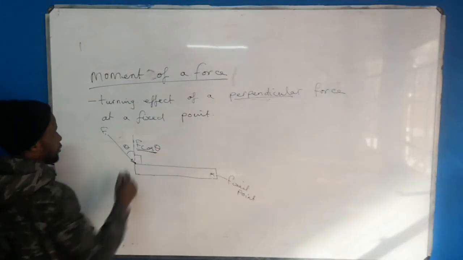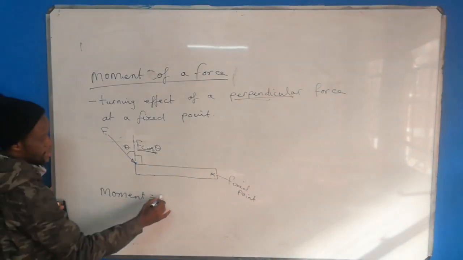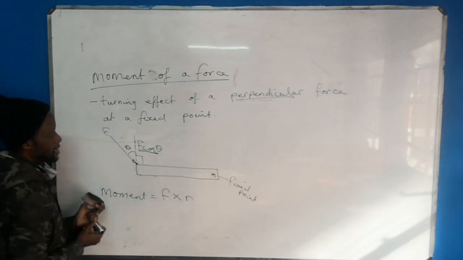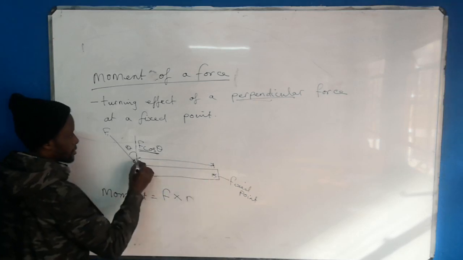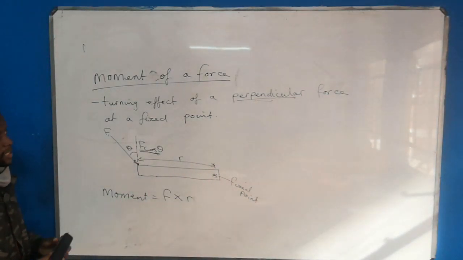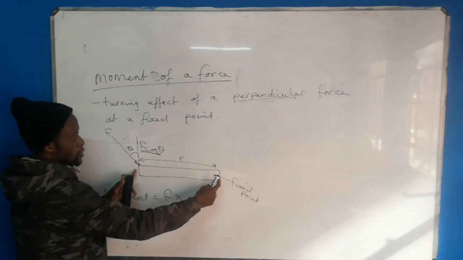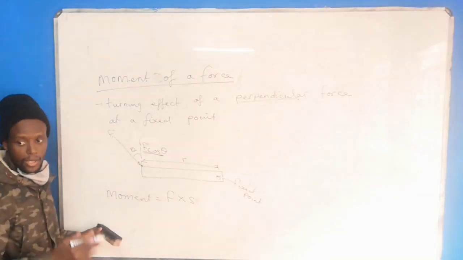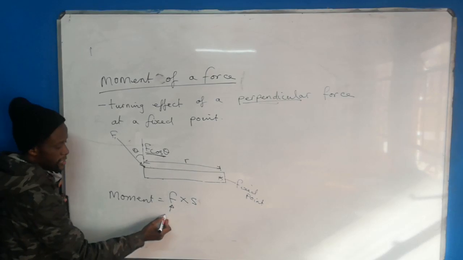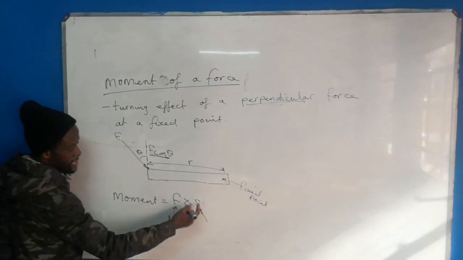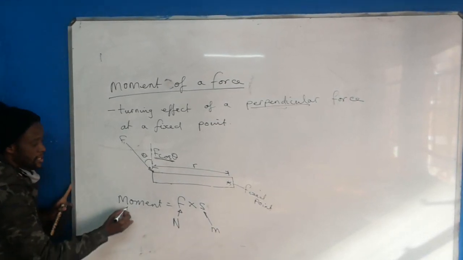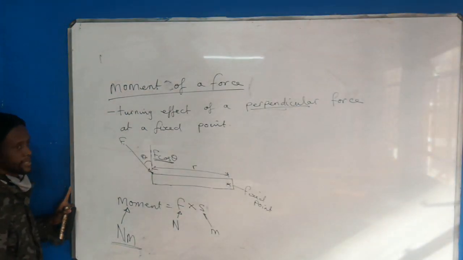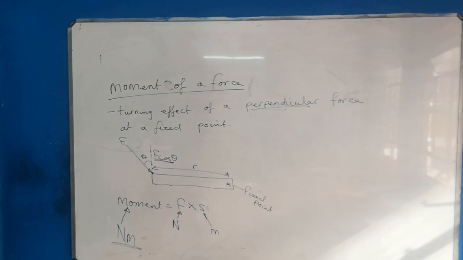Okay? Moment of the force, you will be calculating. Moment is equal to the force times the distance to the turning point. I'll use R, the distance from where the force is to the turning point. I'll use R because if this thing was to rotate to make a circle, that would be the radius. Other books will use S there, it's still the same thing. What matters is the units. Units for force is what? Newtons. Units for distance or displacement is what? Meters. Which means the unit for moment of a force is what? Newton meters. That is our unit for moment of the force.